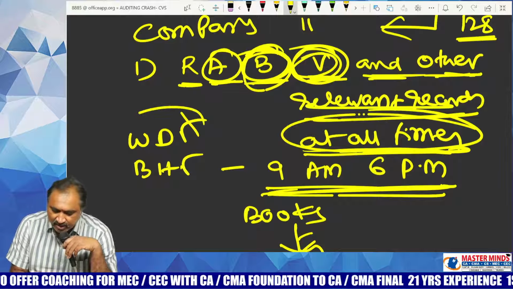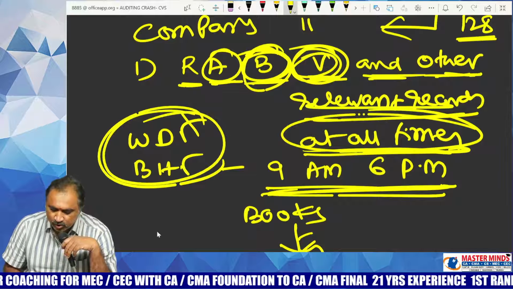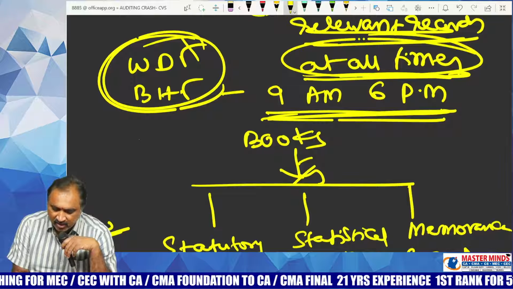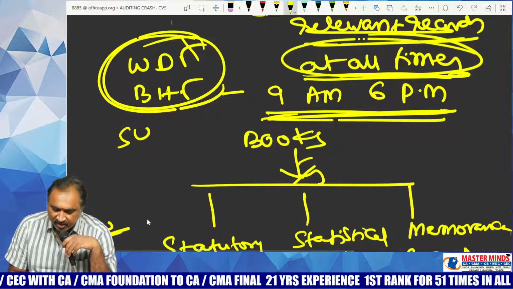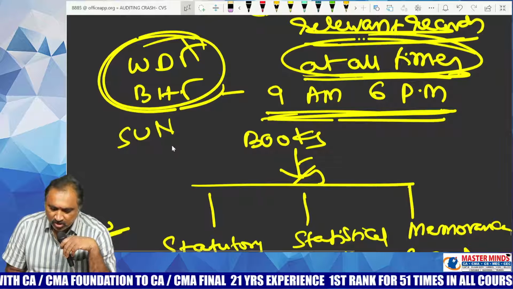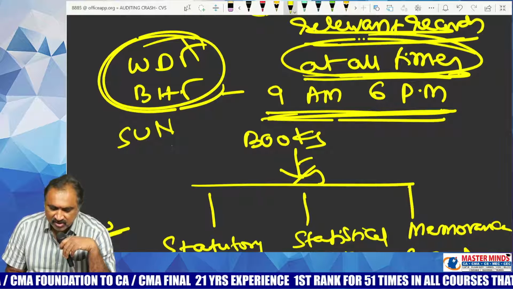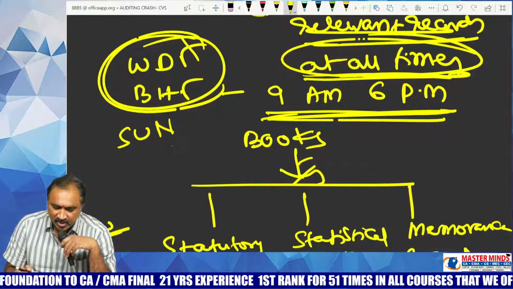At all times here implies only working days, that too during business hours. For example, Sunday is a holiday to the company. It is not a working day to the company. In that case, as an auditor, you cannot insist the company to provide books and other related records to you because it is not a working day.